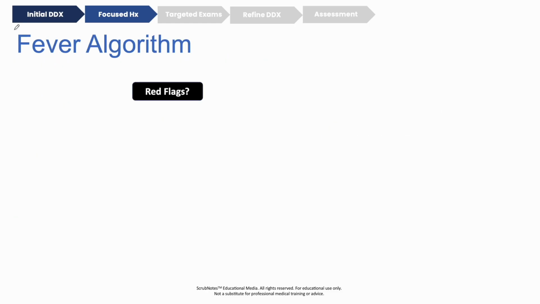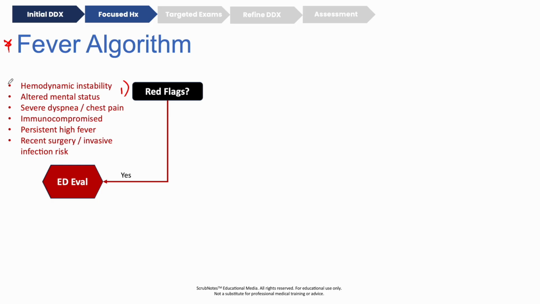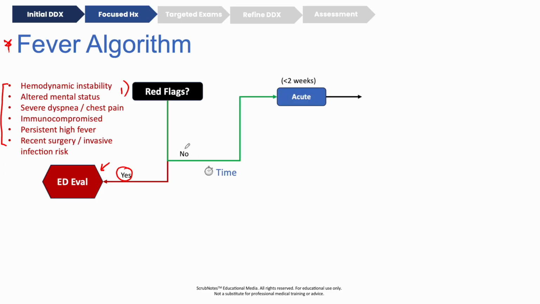I've created this algorithm to help us approach fever, and hopefully it'll help it feel less overwhelming. First of all, we always want to rule out any red flags. So we want to check for hemodynamic stability, altered mental status, severe dyspnea, immune compromise, persistent high fever, and any recent surgeries or infection risks. If any of those are true, we're sending them on for an ED evaluation.